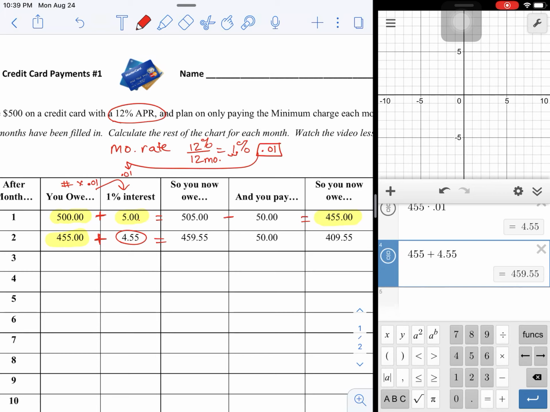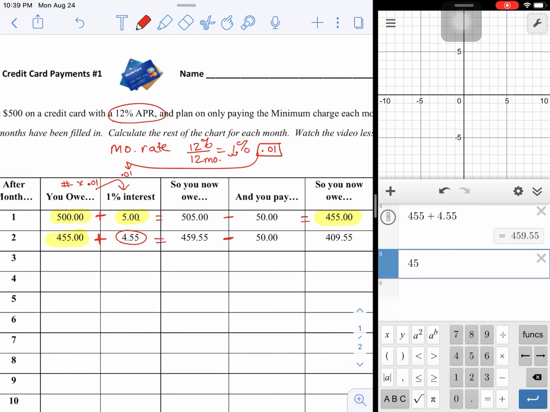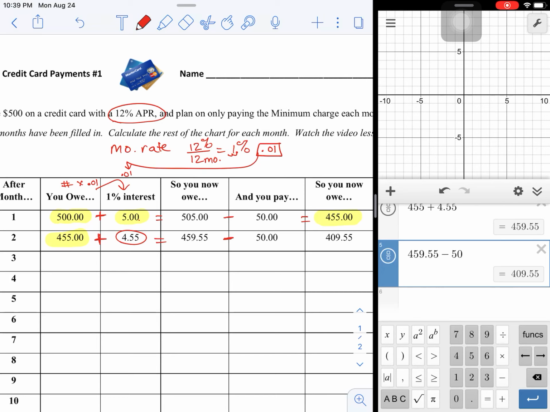There's our next box. Subtract off our payment of $50. So $459.55. My pen is not catching all the numbers. Minus $50 is going to be $409.55. I'm going to do another line with you. $409.55 goes right here.